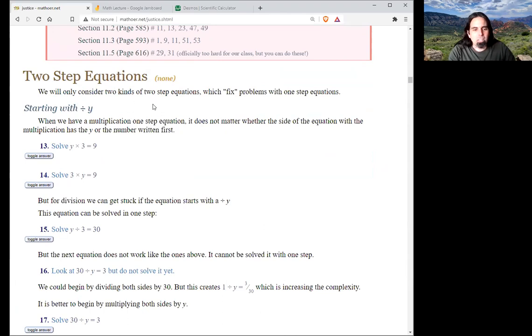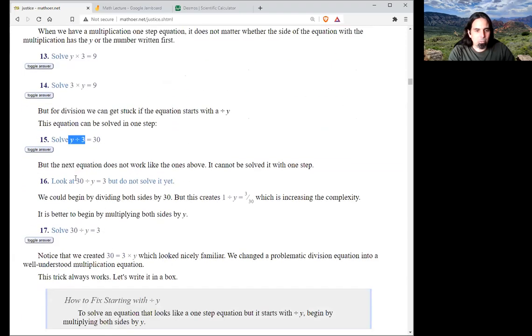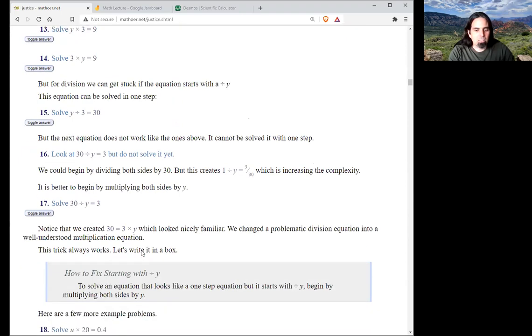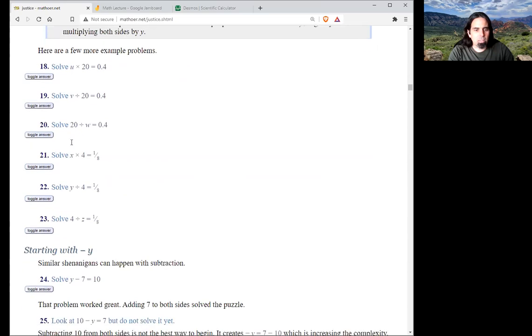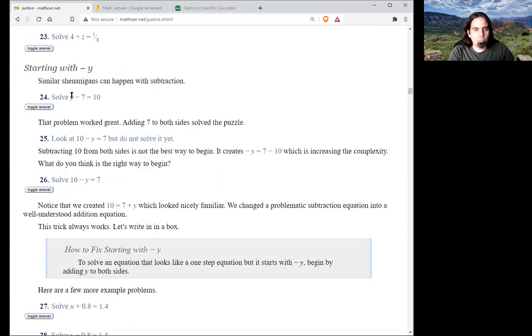And it's basically saying that if you have multiplying, it doesn't matter whether it's y times 3 or 3 times y. But if you have division, it does, because y divided by 3 is not the same as 3 divided by y. So we look at one of them and then say, how do we do that? And subtraction is similar. If I am adding, it doesn't matter. But if I'm subtracting, a y minus 7 is different than a 7 minus y.